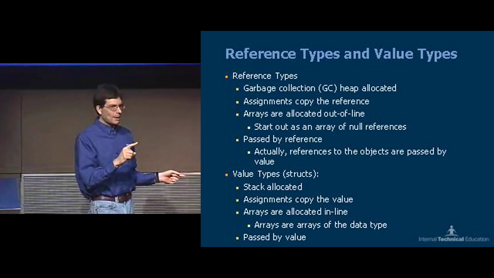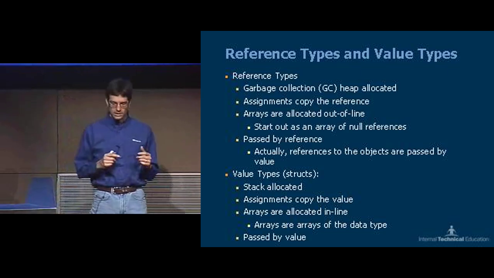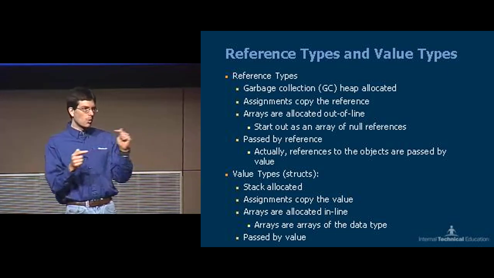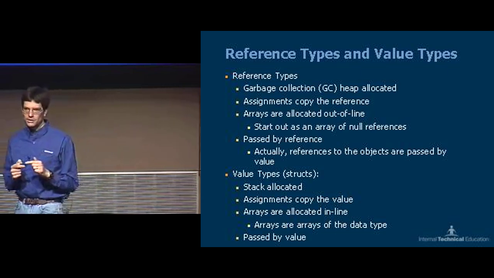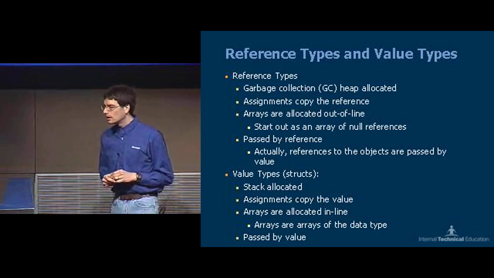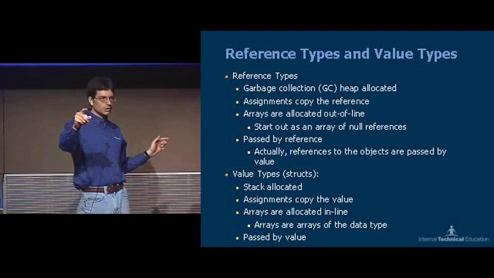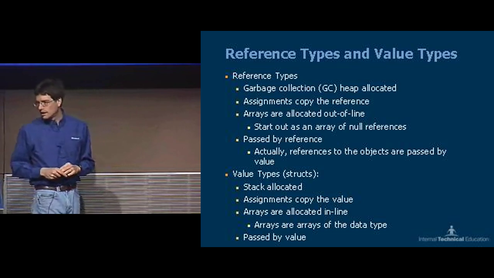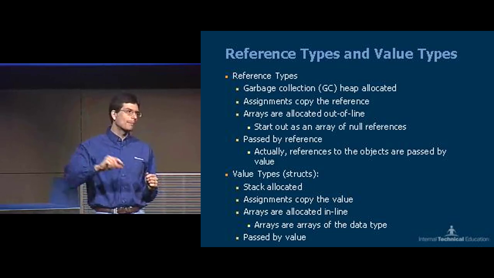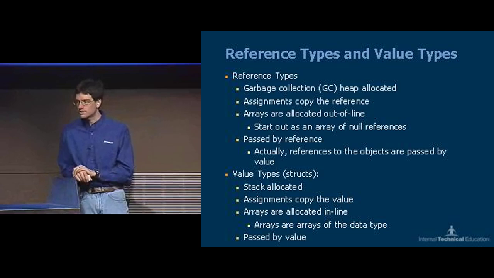So value types are the exact opposite. Value types are allocated on the stack. Assignments are copied by value. So when you assign an instance of a value type from one variable to another, you're copying that entire value type around in memory. And with arrays of them, the array is actually allocated in line, so the array is contiguous memory. And when you pass by value, by default it actually copies the value when you pass. So that's the high-level difference between reference types and value types.